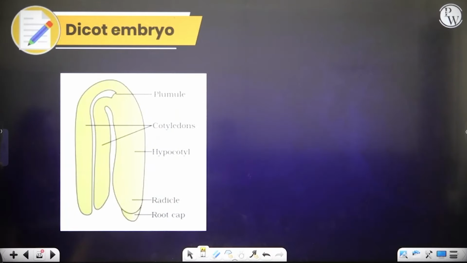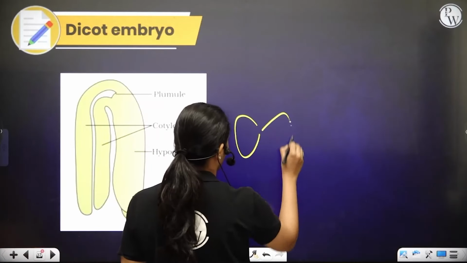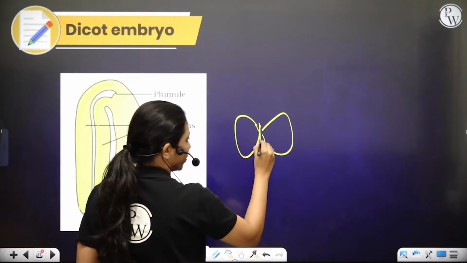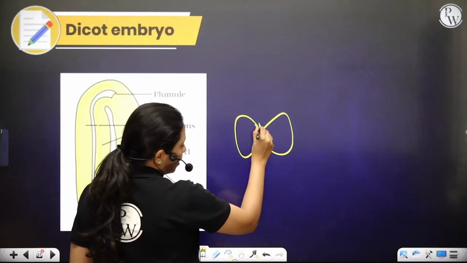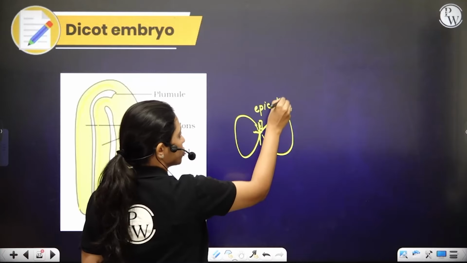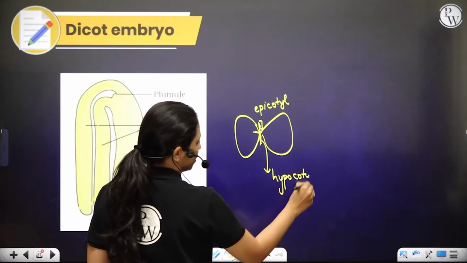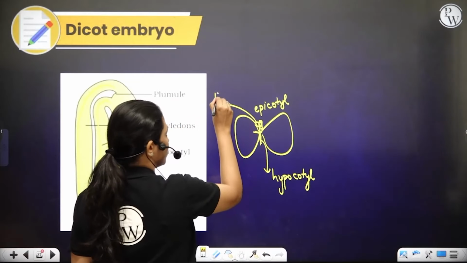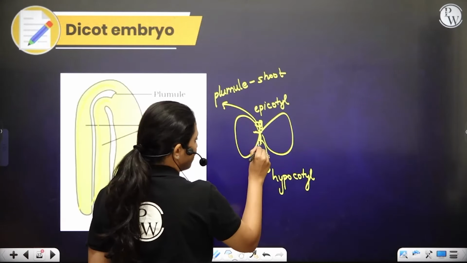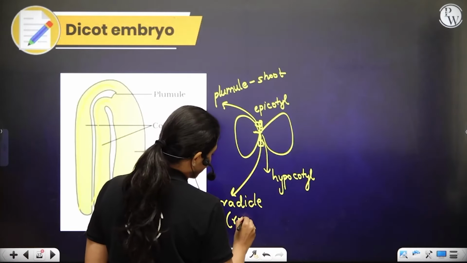Now let's take a look at the embryo. This is a dicot embryo. You can see how there are two cotyledons, one here and one here. There will be an axis to which the cotyledons are attached. The portion of the axis above this point of attachment is called the epicotyl, and the portion below this point of attachment is called the hypocotyl. The tip of the epicotyl is called the plumule. This plumule will eventually give rise to the shoot system. The tip of the hypocotyl is called the radicle, and this radicle will eventually give rise to the root system.